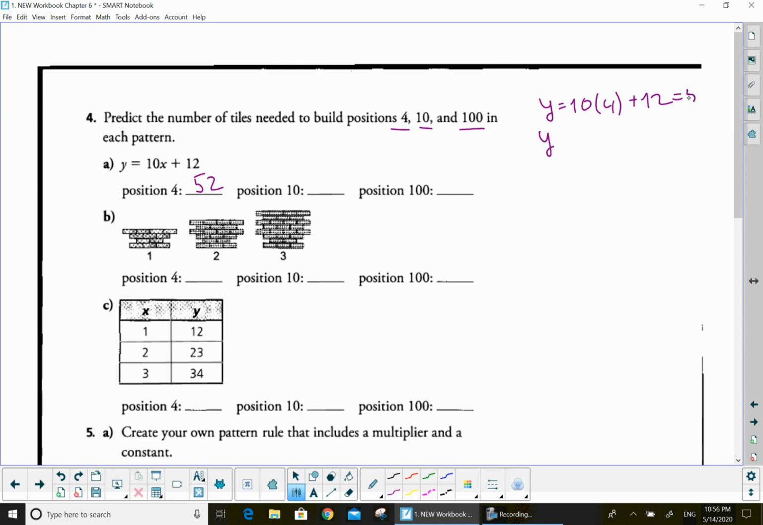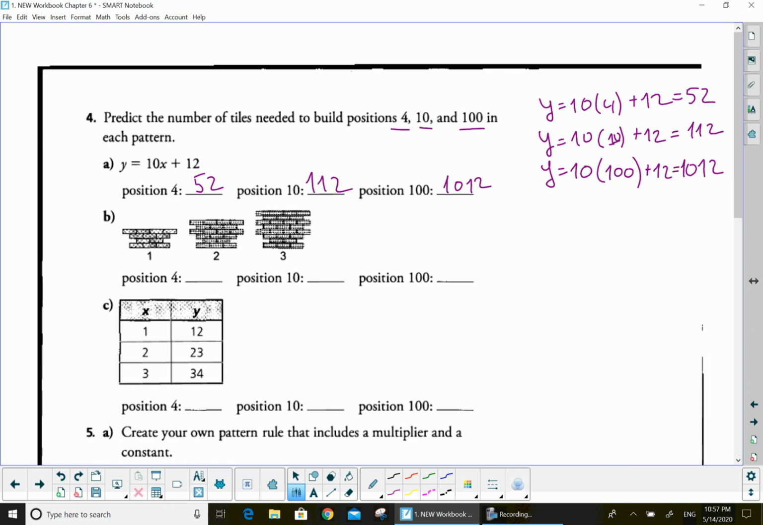So I'll write that 52 here. 10 times 10. There we go. Plus 12. 10 times 10 is 100, plus 12 is going to be 112. There we go. And same thing here. 10 times 100, which is 1,000, plus 12 is going to be 1,012. There we go.